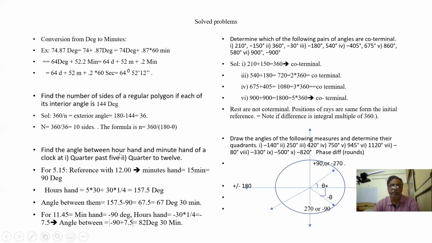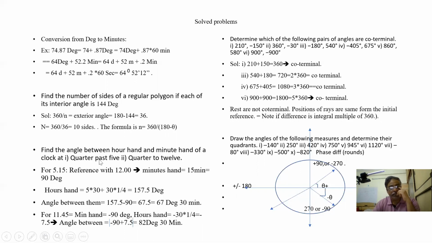Find the angle between the hour hand and minute hand of a clock at 5:15. So what is between the hands? Reference is with respect to 12 o'clock. The minute hand is at 15 minutes, so it is 90 degrees.